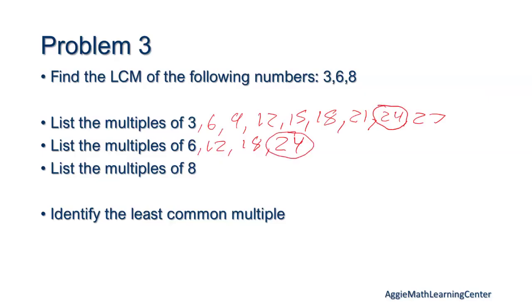Now, is 24 a multiple of 8? Can you multiply 8 by something to get 24? Yes, if we continue this pattern, 8, 16, 24. Do you see how this is the lowest common multiple? It's the number that is common among these that is the least, that is a multiple of all of them. Does that make sense? So the answer here would be 24.